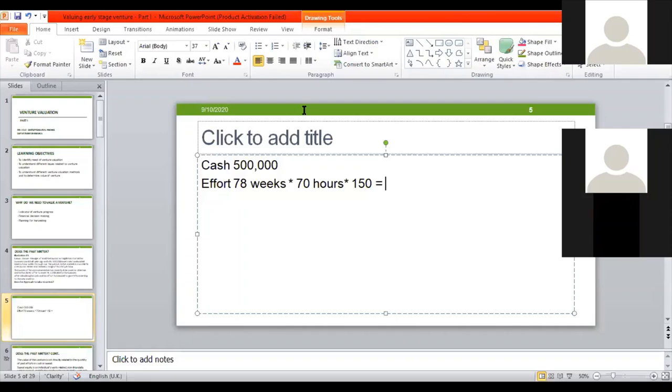Opportunity cost? What is the value? Yes, 819,000. So according to his approach, the total value of the business is equal to 500,000 plus 819,000. So that would be 1,319,000.